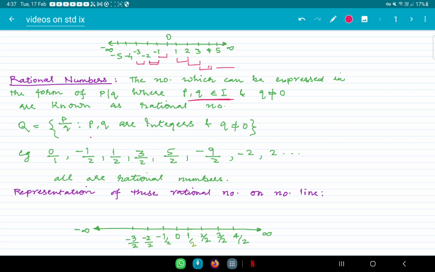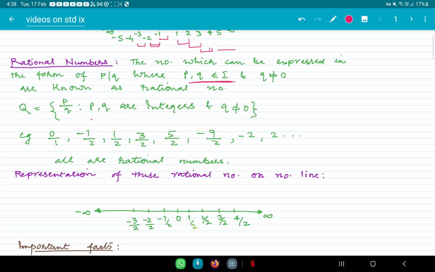So first and foremost requirement, you have to see whether q is 0 or not, or whether we can represent a given number in the form of p by q. If we can, then we will say that this is a rational number.